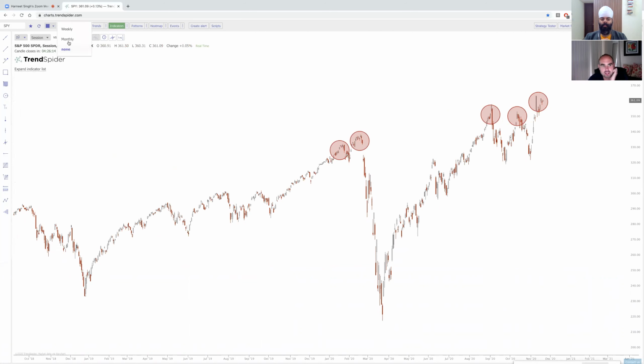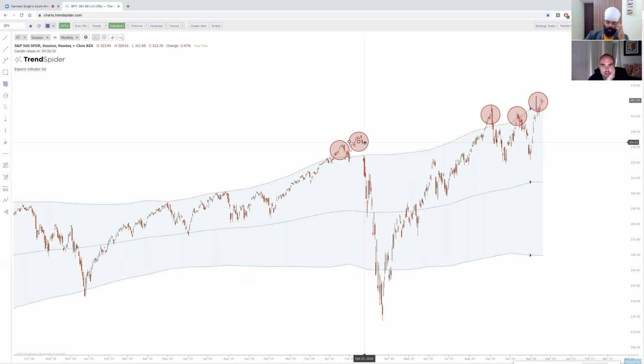But just based on my overall experience with this, anytime we've been in this particular area, we have had some interesting moves to the downside, at least for now.